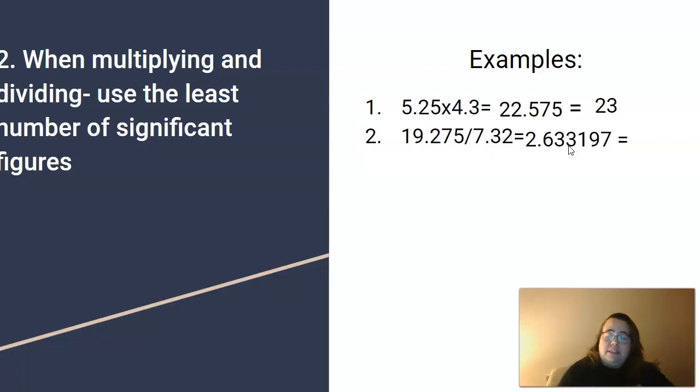Following my rules, 4 and below stays the same, 5 or more goes up. So since this is a 3, that is part of 4 and below, so my answer is going to be 2.63. But you're probably wondering, what about the 1, 9, and 7? Well, again, because I'm only worried about this fourth digit to impact the third one, these numbers just go away.